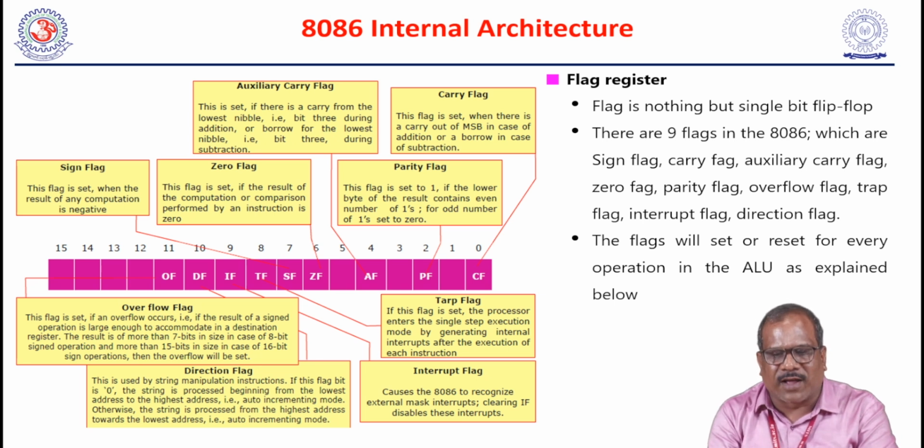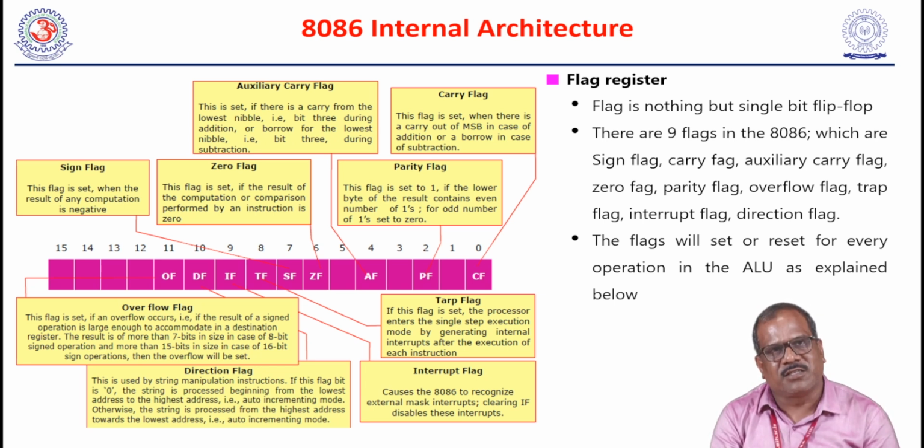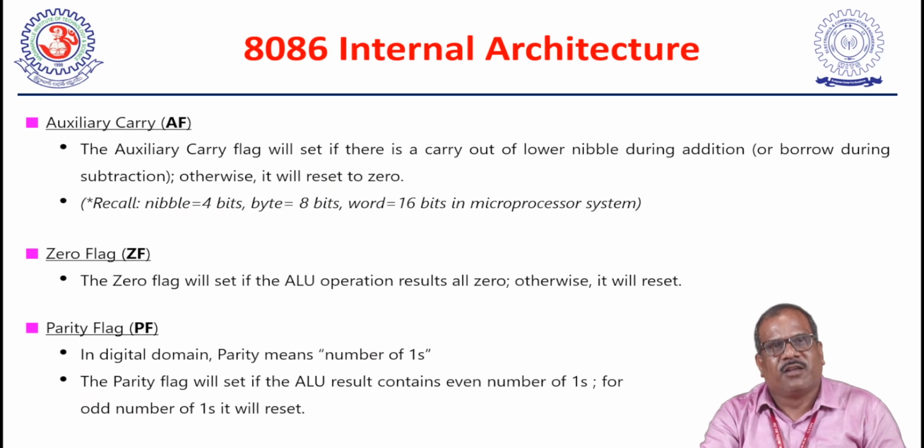Then the overflow flag. This flag is set when overflow occurs, that is, whenever the data size is exceeded and the result is more than the data size. Then the overflow flag will be set, otherwise it is reset. So these are all the various flags in 8086 and their functions. After an ALU operation, our flag status will change. So these are all the functions of the flags.